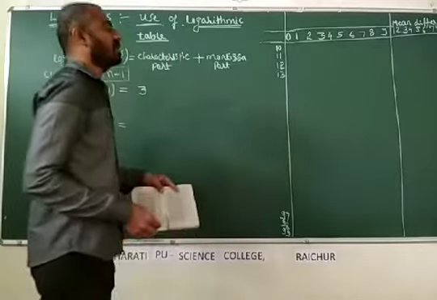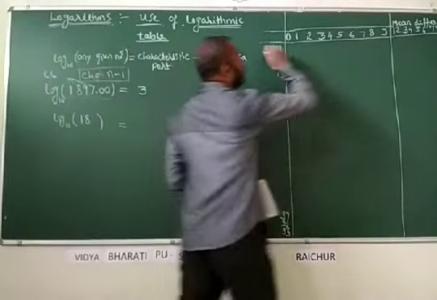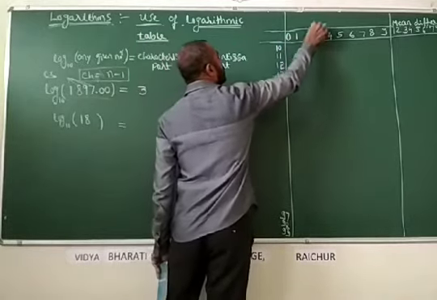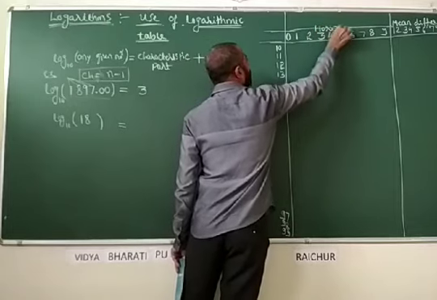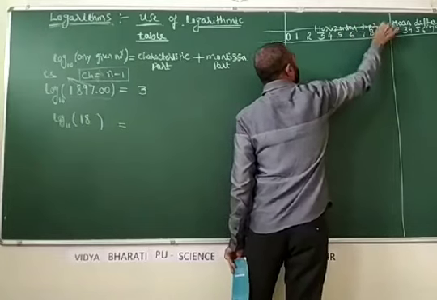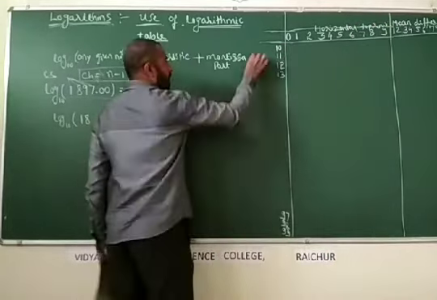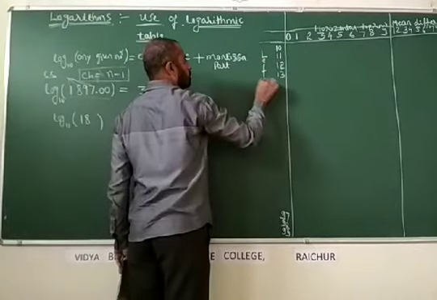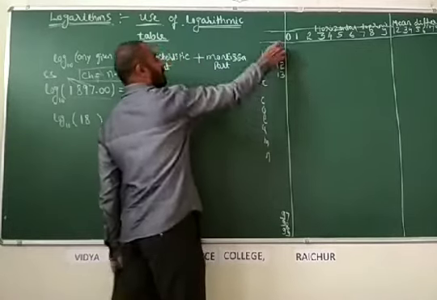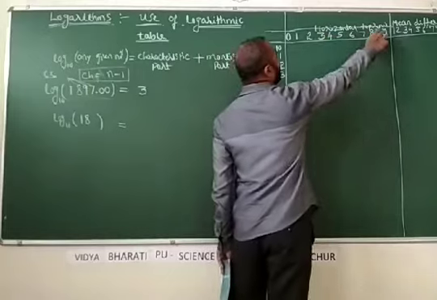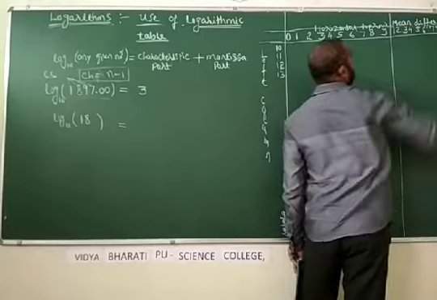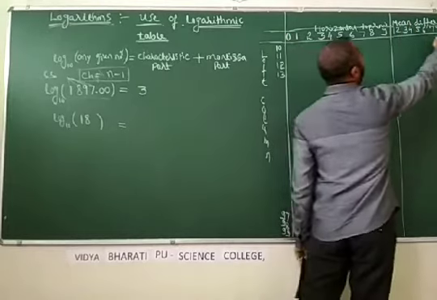Overall, the table consists of columns and rows. This is the horizontal top row, and this is the left column. It starts from 10 and ends with 99. The top row starts from 0 and ends with 9. One more column is there, that is the mean difference column, which starts from 1 and ends with 9.